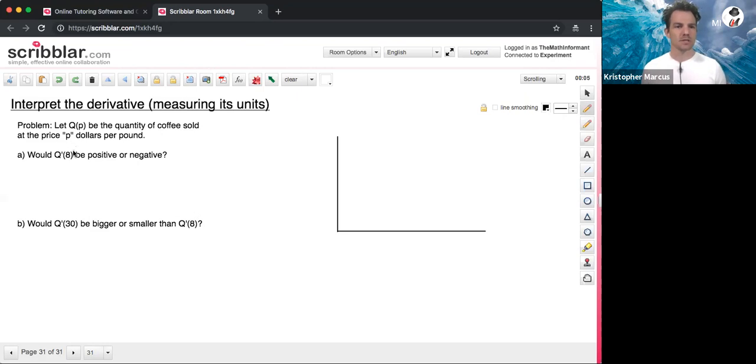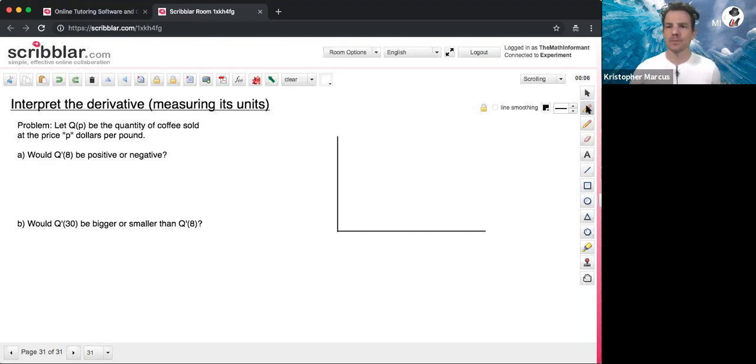So one of the problems in Stewart's book says, let Q of P be the quantity of coffee sold at the price P dollars per pound. And they ask us, would Q prime, the derivative of the Q function at 8, be positive or negative? And would the derivative function at 30, Q prime of 30, be bigger or smaller than Q prime at 8?